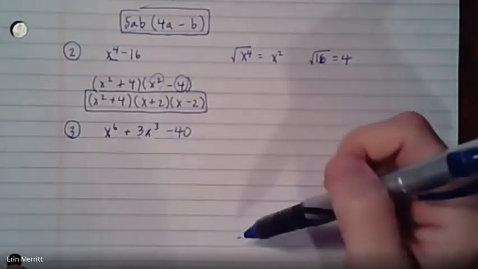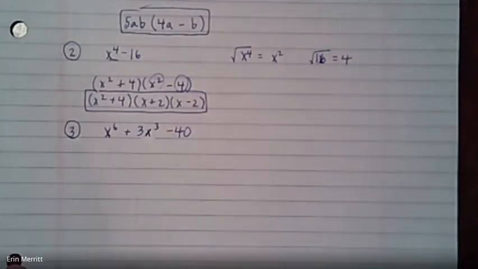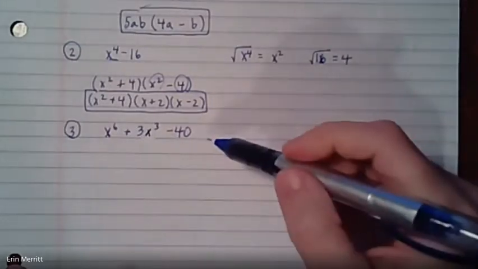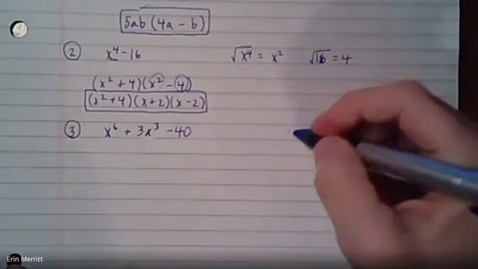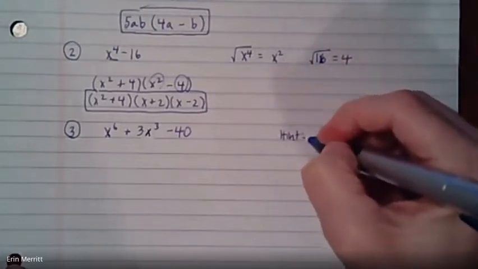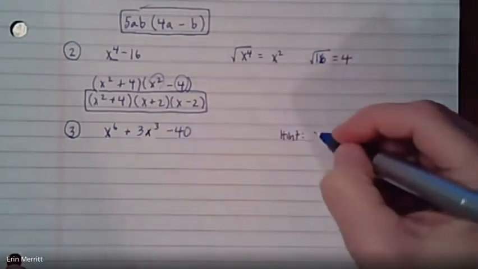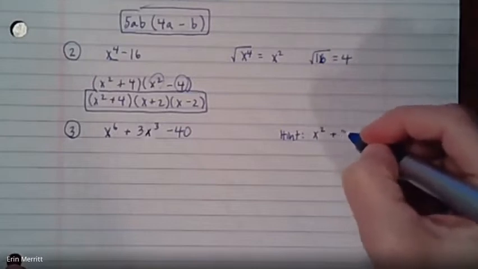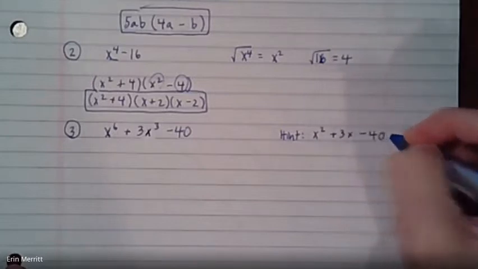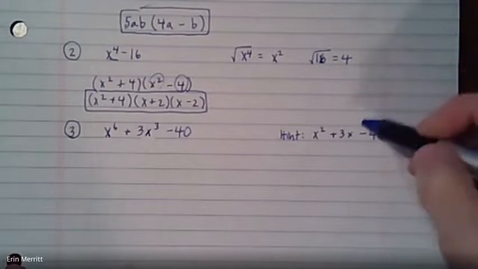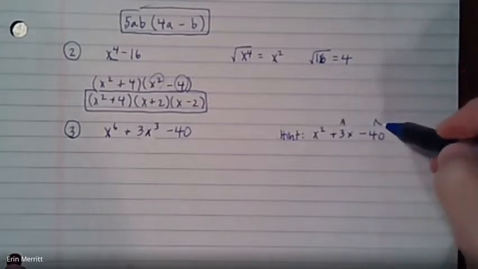There's more than two terms, so it's not difference of squares. So what we have here is a little trinomial factoring. Sometimes the little hint to help you see it better is take the exponents down and make it x squared plus 3x minus 40. In that case, we can see that this is just an add multiply.